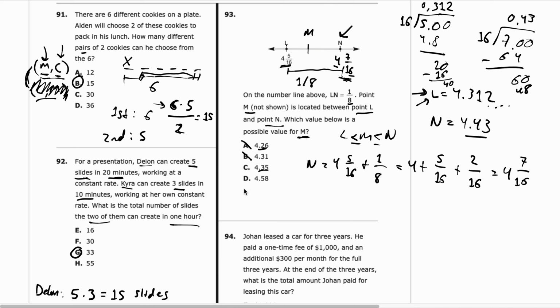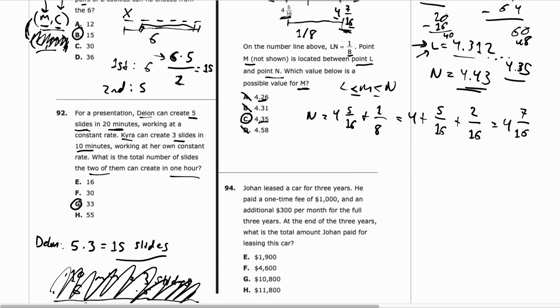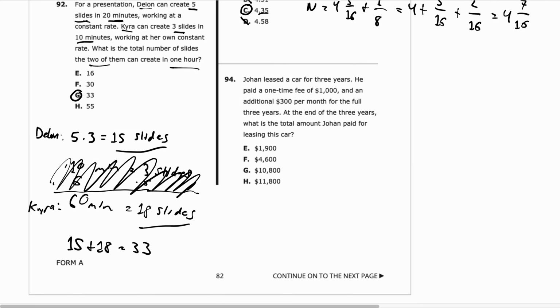4.58, that's too big, that's greater than N. But 4.35, right? 4.35, that's between 4.31 and 4.43, and so that's actually our answer. Sorry, I made a little mistake there at first.